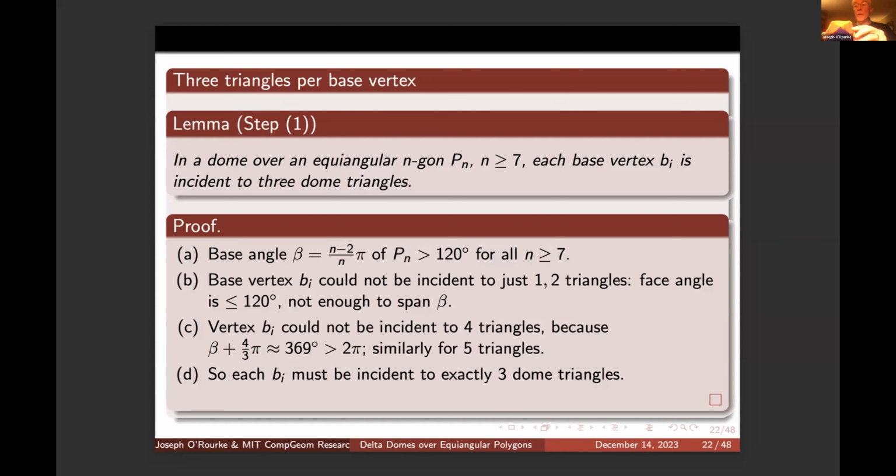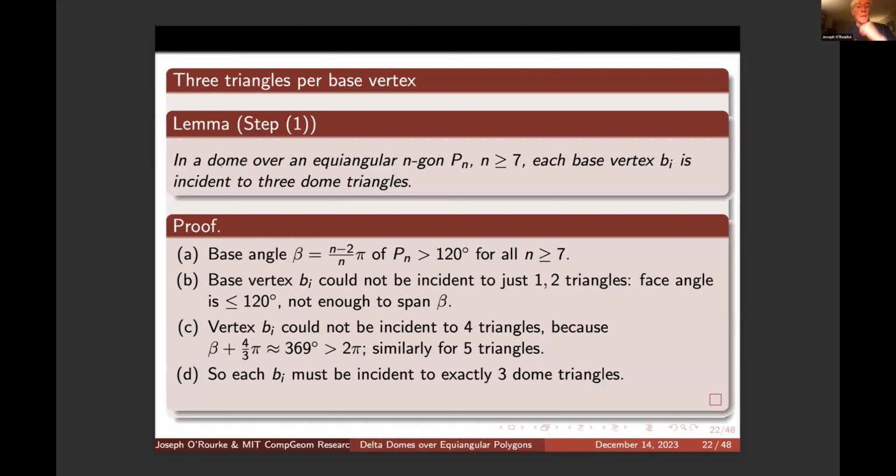This is an example. This was the square antiprism that I showed you. And let's look at this vertex here. So the blue is the base. This vertex is incident to red, yellow, red, 3 equilateral triangles incident to it. That's what I mean. So here, each one has 3.